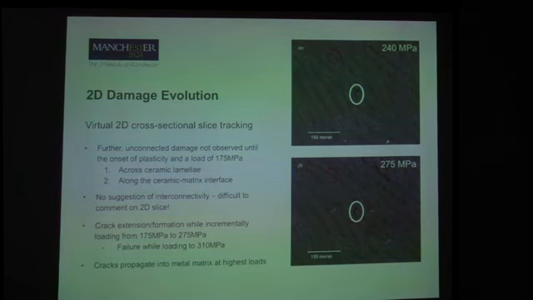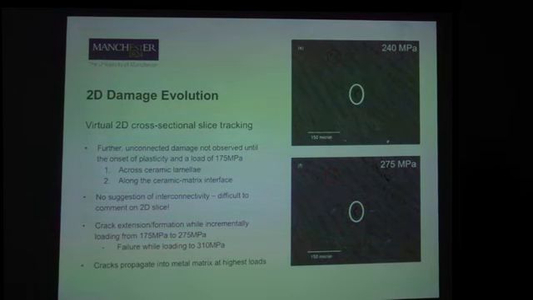Okay, and so unsurprisingly, as you increase the load, you get extension of those cracks and increase in the number density of the cracking. And then actual final failure at 300 megapascals. So we loaded it to 300 or 310 megapascals, but as we unloaded it, the whole thing failed, so there's no images of that load. It's also worth mentioning that cracks are beginning to propagate into the metal matrix at the highest loads. The problem is they're quite difficult to resolve, and I haven't looked at those yet, but that's obviously still something of interest as well.